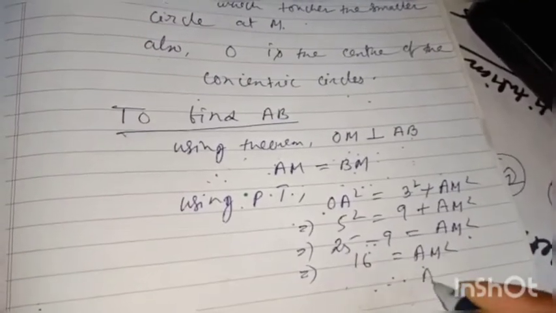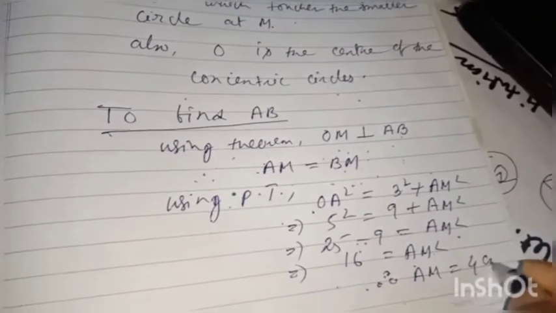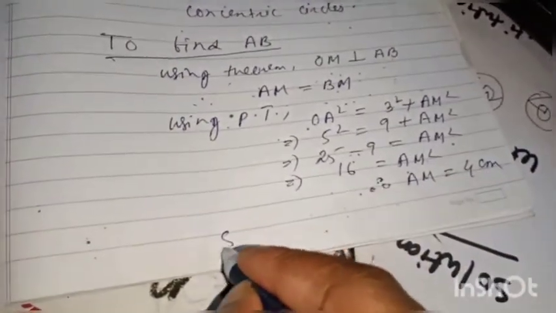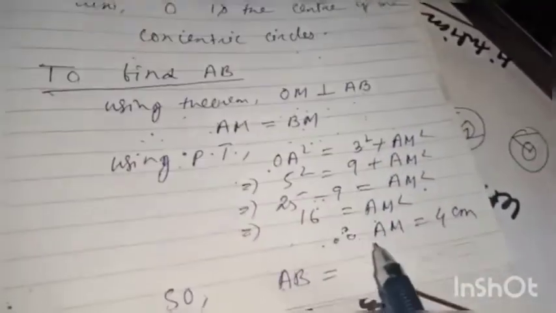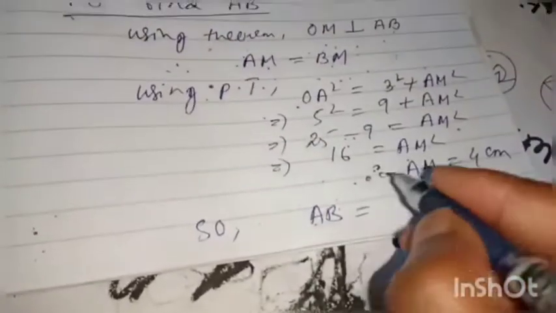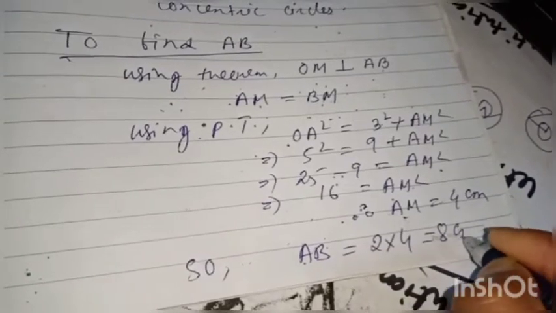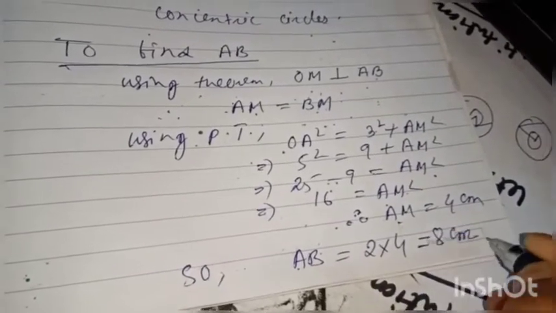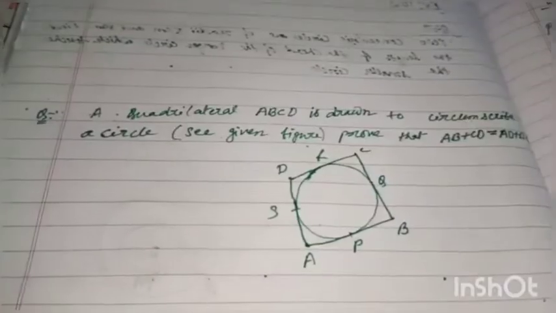The square root of 16 is how much? Therefore AM is equal to 4 centimeter. So AB means AM plus BM. Since AM is 4 centimeter and AM is equal to BM, BM is also 4. That means AB is equal to 2 into 4. The final result is 8 centimeter. Understood? Okay. Next question.